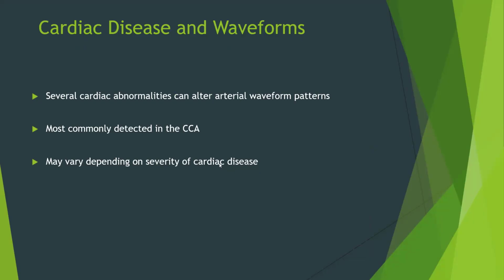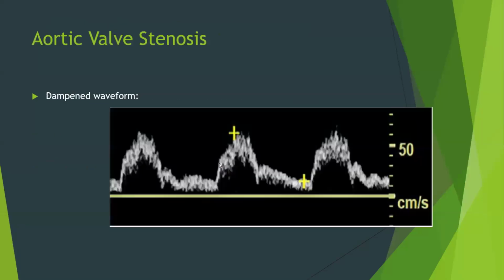So like I said, let's look at some waveforms when it comes to cardiac abnormalities. They can alter the arterial waveforms themselves in the carotid artery, most likely seen in that CCA. And they may vary depending on the severity of the cardiac disease itself, okay? And I'll quickly go through these just because what I want you to note more than anything is that there can be wonky waveforms without there being carotid artery disease itself. It doesn't mean that you have to diagnose it and put it in your report, but just keep that in mind as a tech.